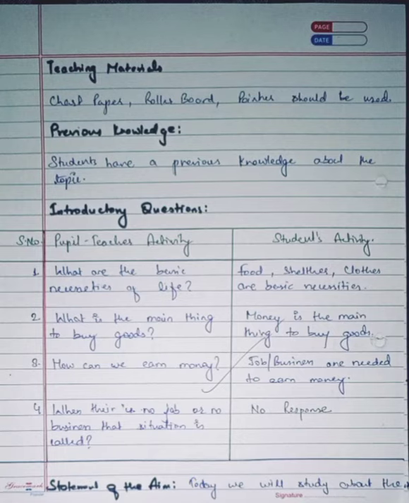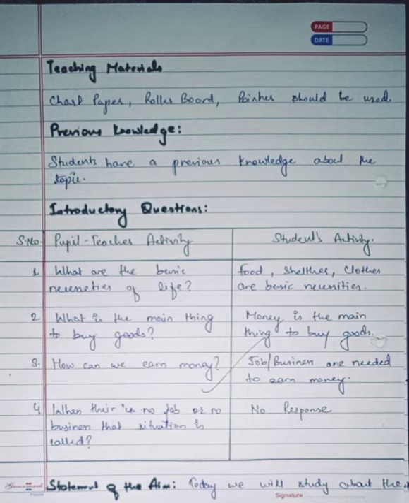And the next heading is teaching material. We know the teaching materials are like chart paper, roller board, pointer, flashcards, etc. that are used while teaching. And the next point is previous knowledge. Students have previous knowledge about the topic.